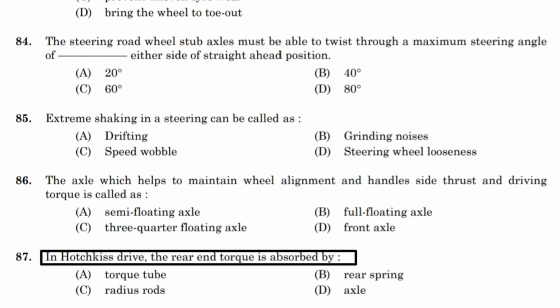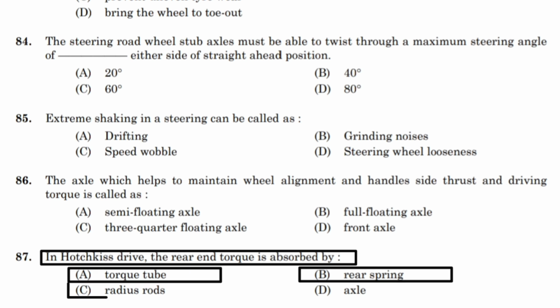87. In Hotchkiss drive, the rear end torque is absorbed by A. Torque tube, B. Rear spring, C. Radius rods, D. Axle. Answer B. Rear spring.